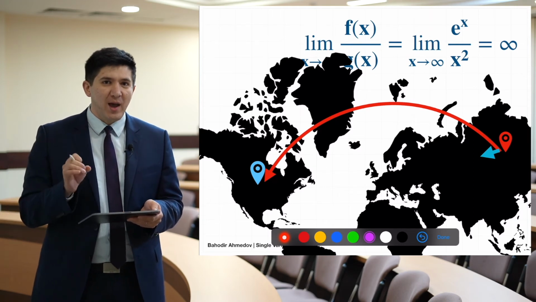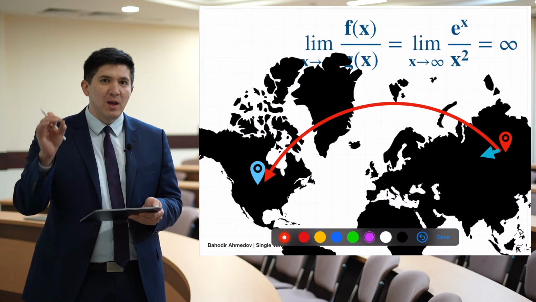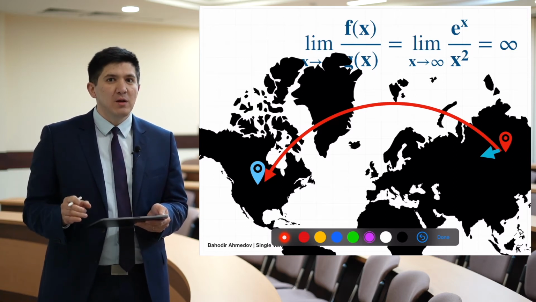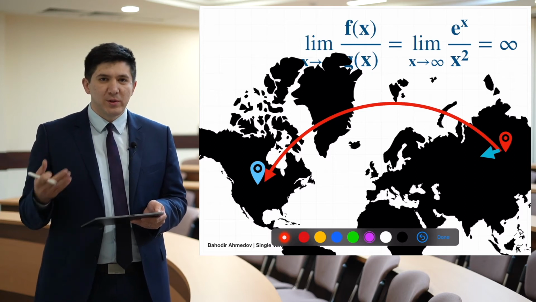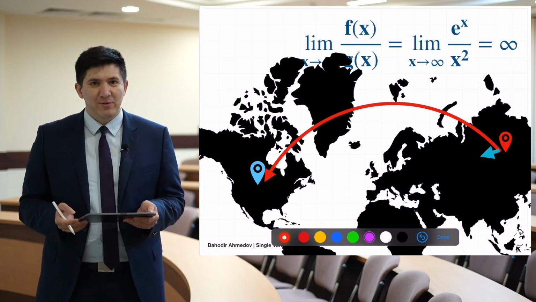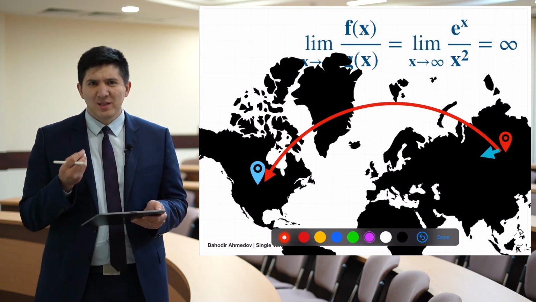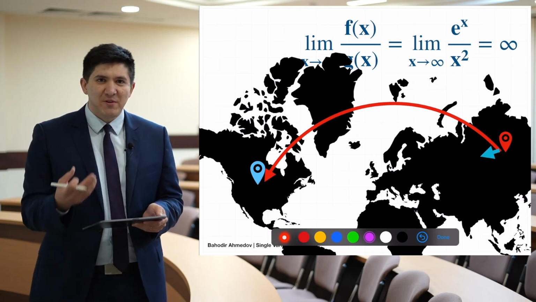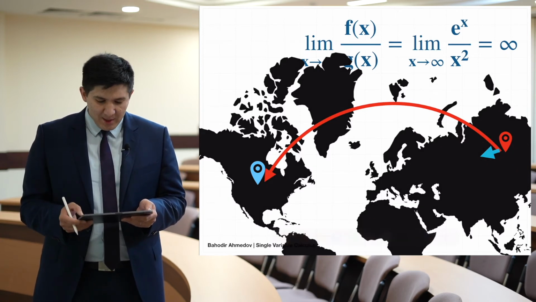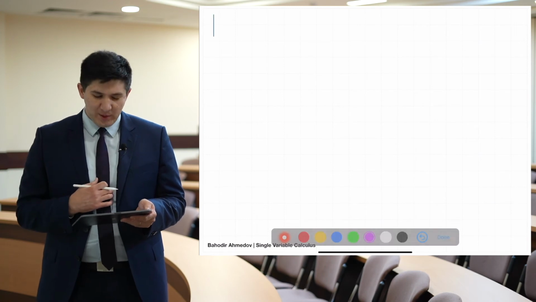So e to the power of x is reaching infinity much faster, infinitely many times faster than x squared. This is what it means that e to the power of x divided by x squared is equal to infinity. This is just a small example to give you some feeling, some insight about what the limits are. So let's do more examples of L'Hôpital's rule.